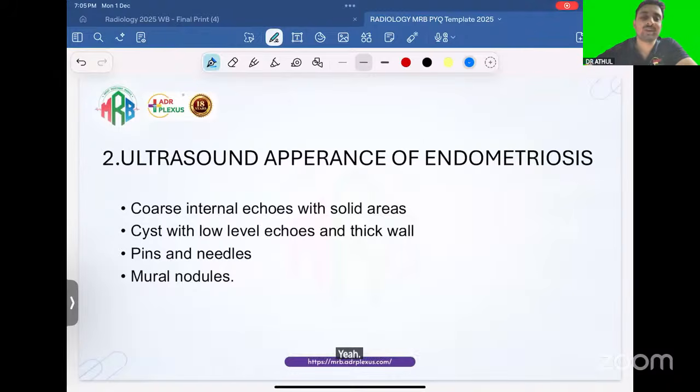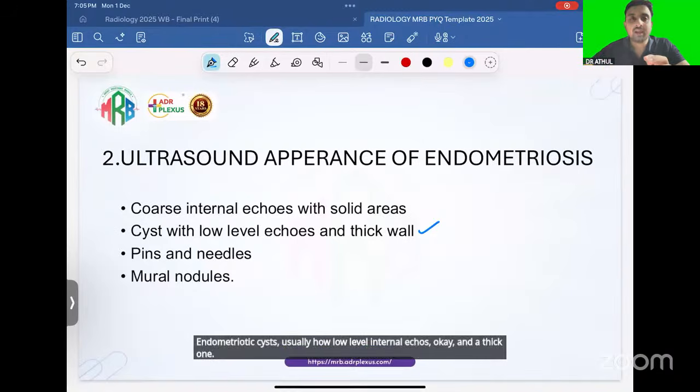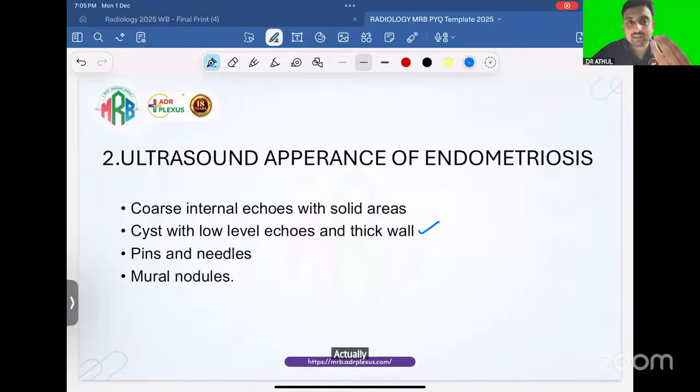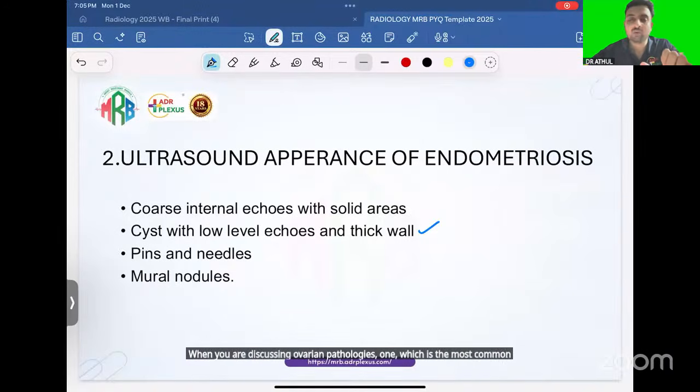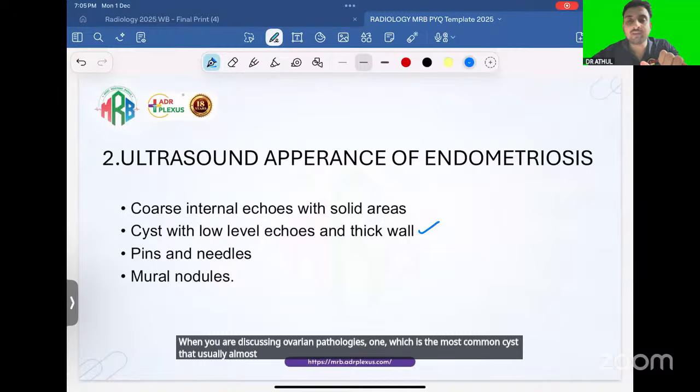Yeah, 2. Again, a confusion between 1 and 2. So remember, endometriotic cysts usually have low level internal echoes, okay, and a thick wall. Actually, there are three important cysts that you should remember when you are discussing ovarian pathologies. One, what is the most common cyst that usually almost every female will be having? Which is the most common cyst of ovary?